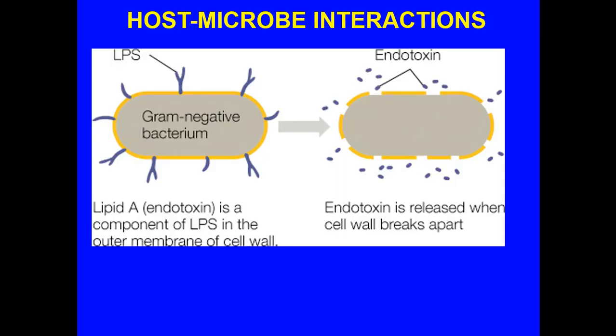Okay? All right. Here you have the LPS, here you have the endotoxin, and you can see lipid A is basically extended out from the cell. When the cell dies, it releases this, and the endotoxin is released as the cell begins to break up.